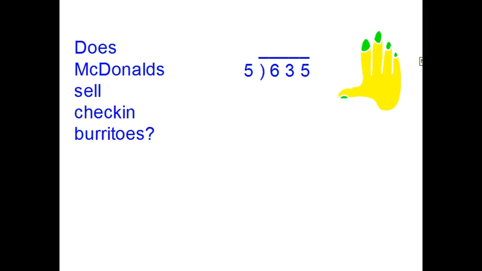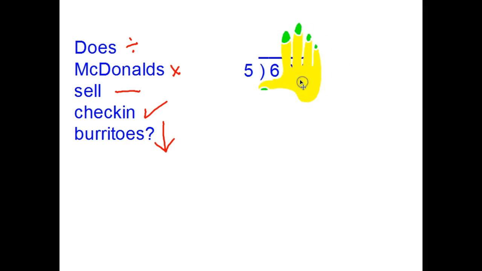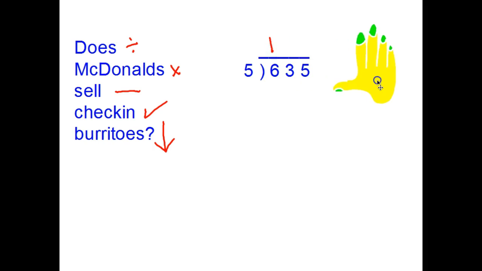Let's try another one. This time we're going to be dividing by 5, which is fine because you guys like 5's. Remember our phrase, does McDonald's sell chicken burritos? Divide, multiply, subtract, check, bring down. So bring the alien hand over first because I'm only doing how many 5's in 6? Just 1. So then I'm multiplying. 1 times 5 is 5. Subtract. I got a 1.